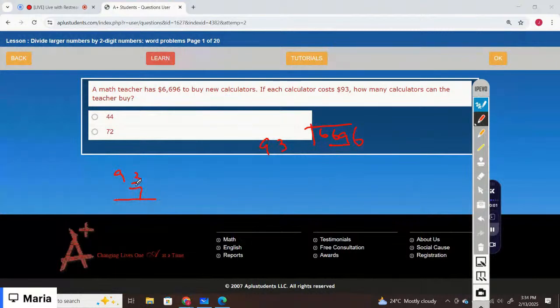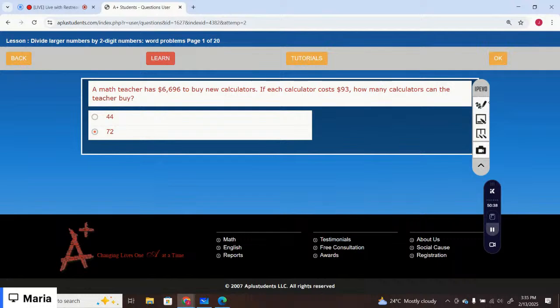7 times 3 is 21. 7 times 9 is 63, 54, 65. So we can go for 7. That is 651. 9 minus 1 is 8. 6 minus 1 is 5 and 7. 187. You can go for 93 times 2. 2 times 3 is 6. 2 times 9 is 18. So the correct option is 72. Option number 2 is the correct option. That is 72.